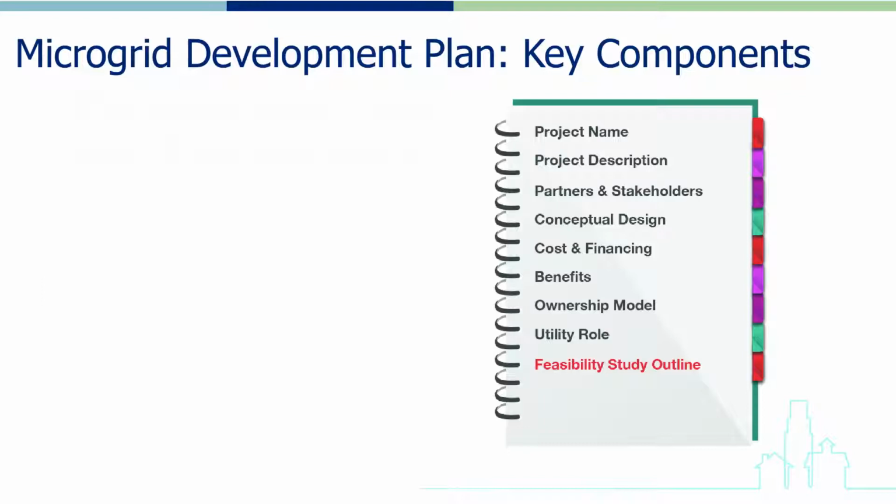These components include the project name, a project description, a review of project partners and key stakeholders, a section on conceptual design, a section on cost and financing, benefits, a discussion of potential ownership models, a discussion of the role of the local utility, a feasibility study outline, and a description of the feasibility study team proposed for the microgrid. Let's look at each of these sections in a bit more detail.